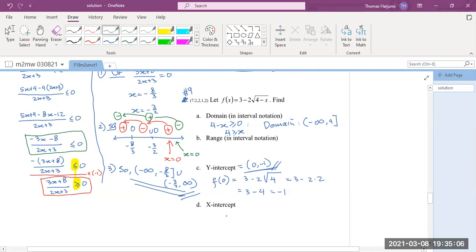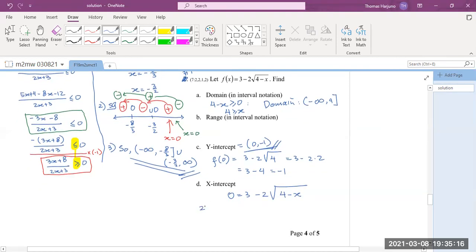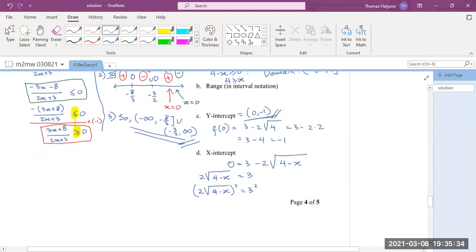For the x-intercept, you set y equal to 0 and solve for x. I move the radical to the other side to make it positive. If I divide by 2, I will get 3/2. Let me just square both sides first so that I don't deal with fractions too early. 4 times (4 - x) is equal to 9. So 16 - 4x = 9, 7 = 4x, x is 7/4. Again, we are not done yet. The x-intercept is (7/4, 0).